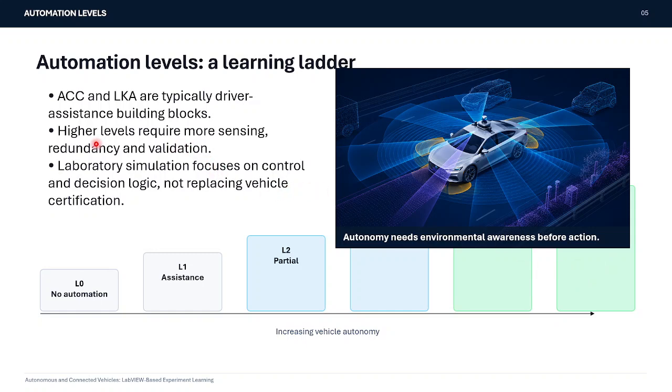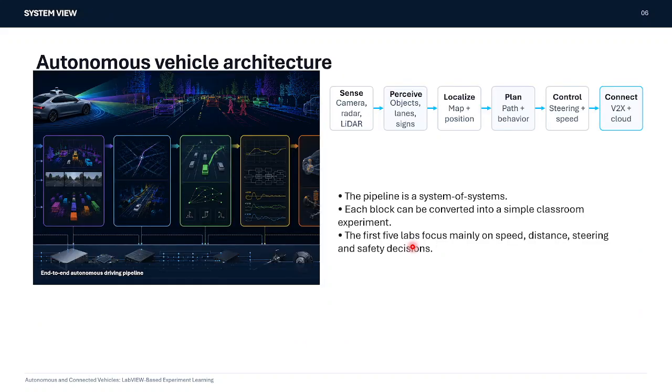It requires more sensing. Suppose we go with a higher level, it needs more sensing, redundancy and validation. Laboratory simulation focuses on control and design logic, so only small logic is there. Suppose we want to understand the concept of the system, then we have to proceed. That is the various levels of the automation.